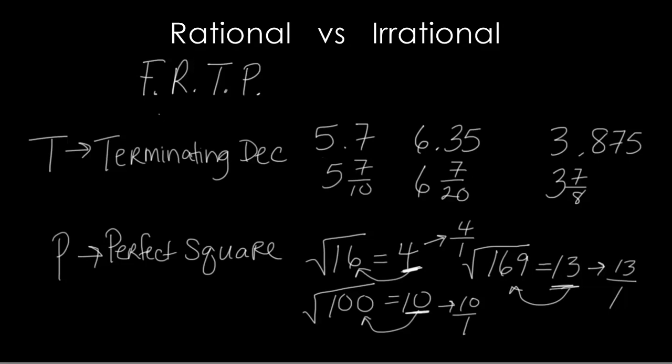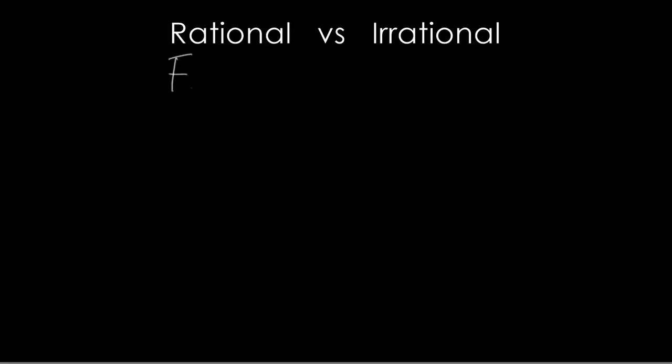Okay, so a recap. F.R.T.P: fractions, repeating decimals, terminating decimals, and perfect squares, okay? So these are all rational numbers. So let's clear this for a second. And again, F.R.T.P. Do you remember what that stands for? Fractions, repeating decimals, terminating decimals, and perfect squares, okay?